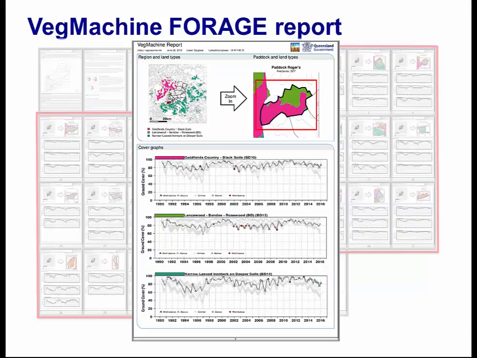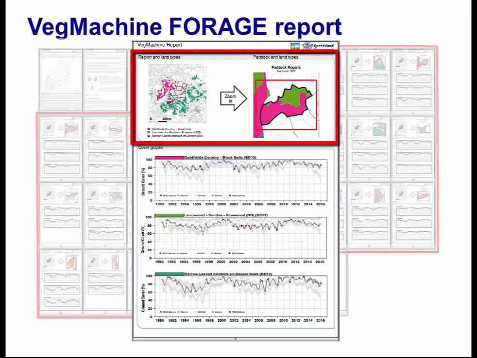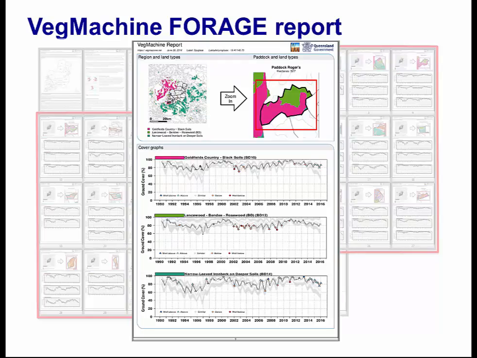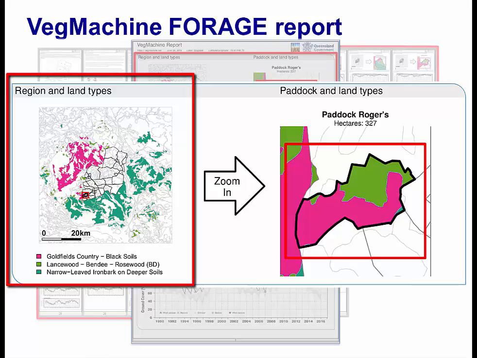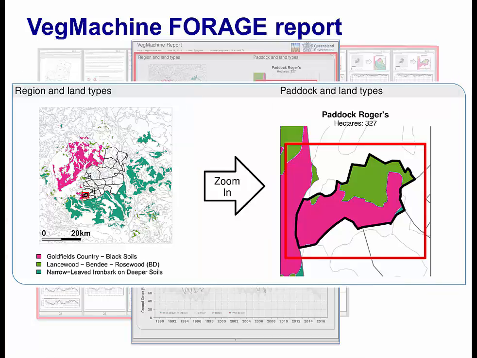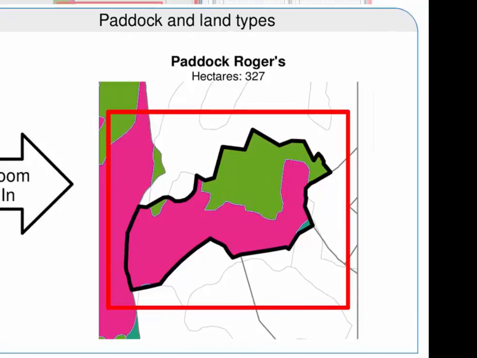Each page summarises a single paddock, and these pages include 2 maps at the top and up to 3 graphs at the bottom. I'll talk about the maps first and then circle back to the graphs. The maps include a region map on the left and the paddock map on the right. The paddock map will highlight the paddock that is the focus of this page. In this case, it's Roger's paddock, and you can see it's 327 hectares.